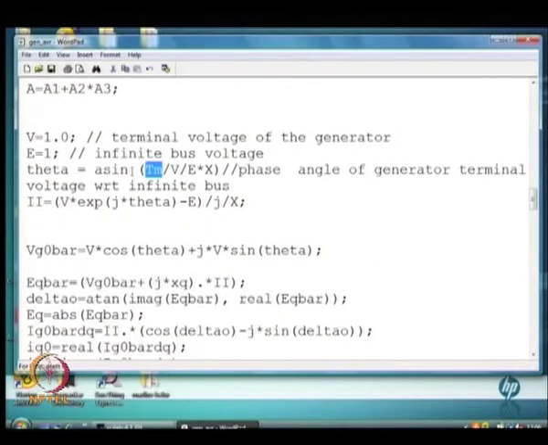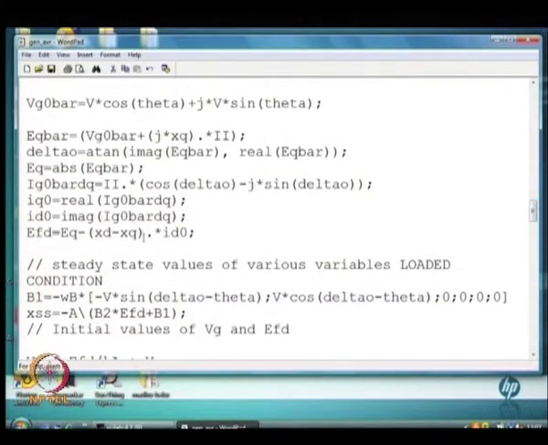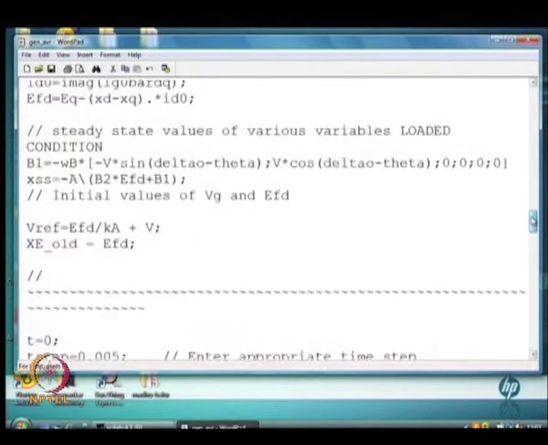In equilibrium conditions, P m is equal to T m is equal to P e is equal to T e. The torque and the powers are the same, with the assumption that the infinite bus voltage frequency is the same as the base frequency. After that, we calculate the initial conditions, the steady state values, and then we do a simulation.